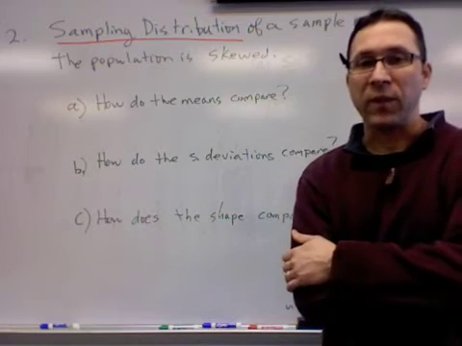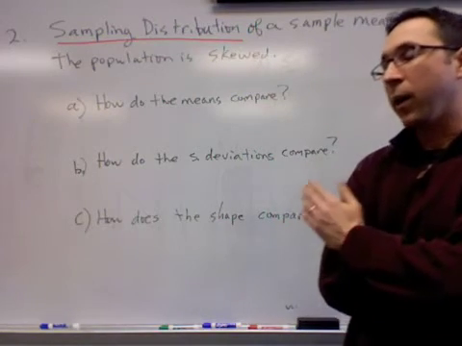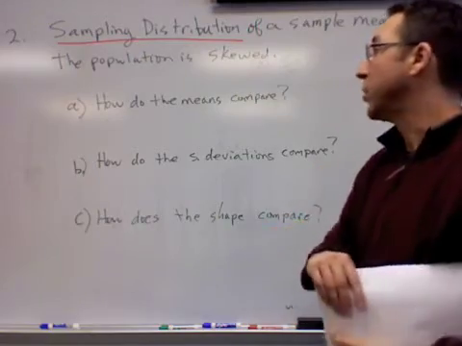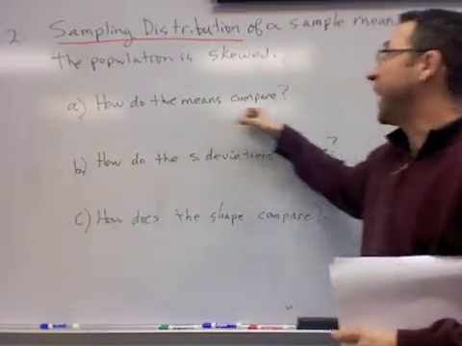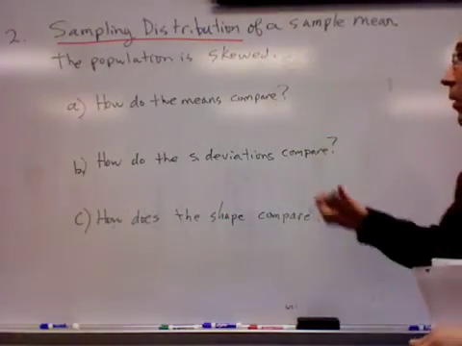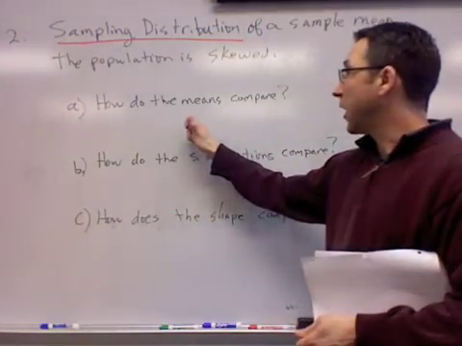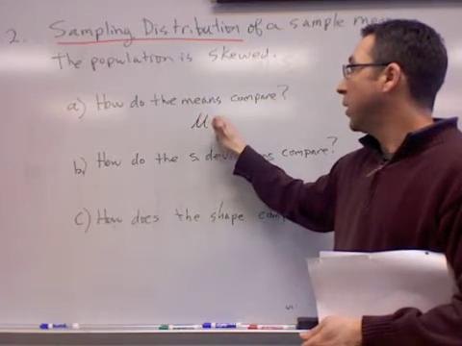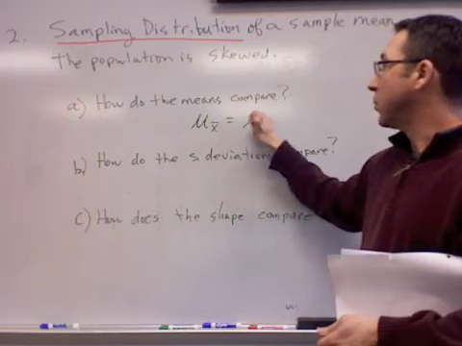Some things will remain the same. When you compare the sampling distribution to the original distribution, the means will be identical to each other. It's actually a formula that's given to you on the exam. Somewhere on the exam sheet it actually says that the mean of the sampling distribution is equal to the true mean.